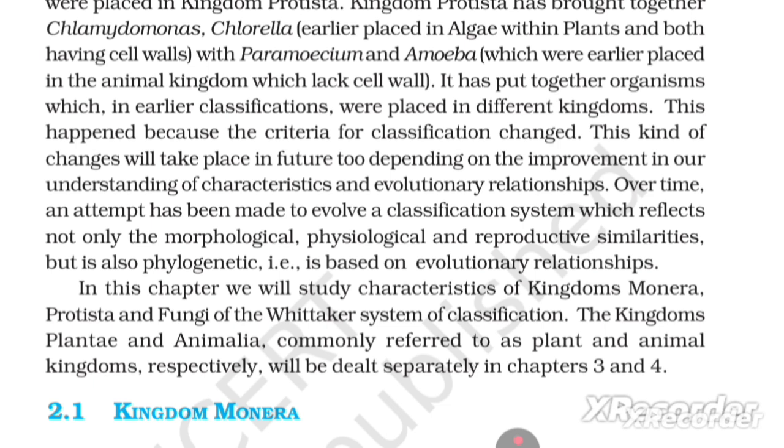We will be dealt separately in chapters 3 and 4.